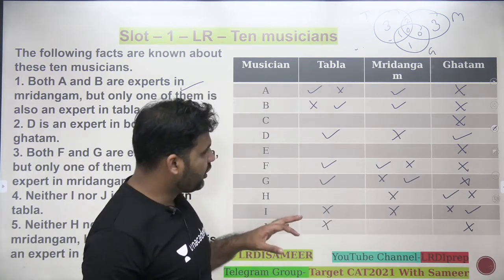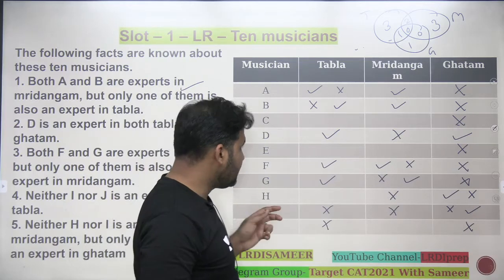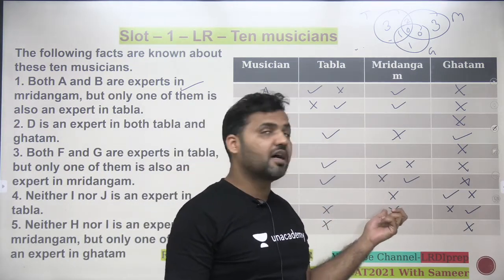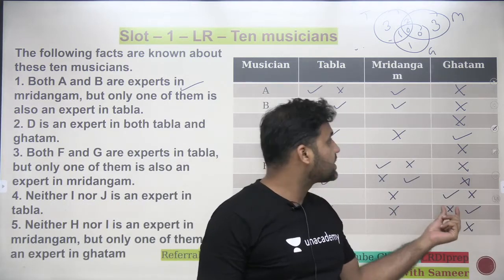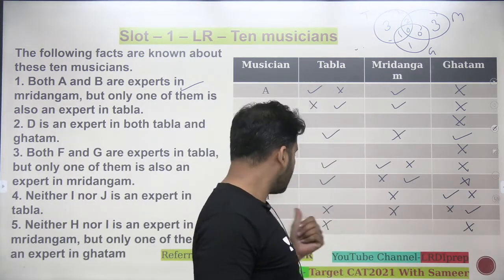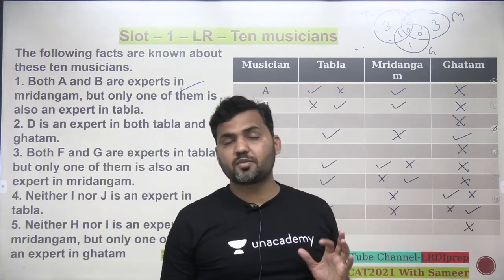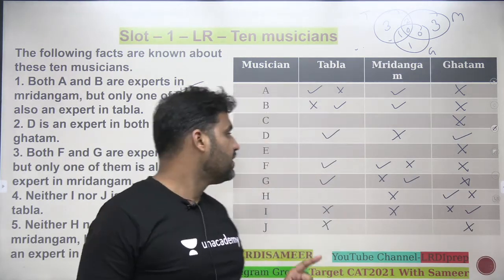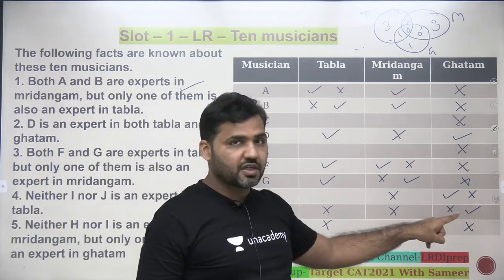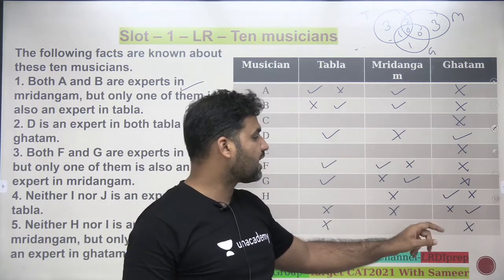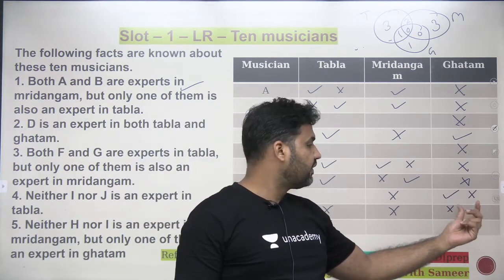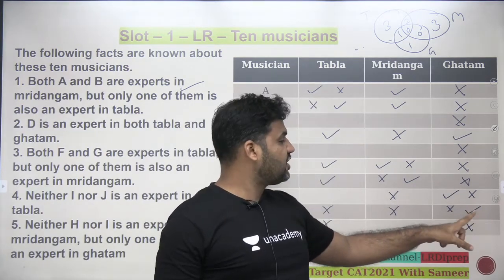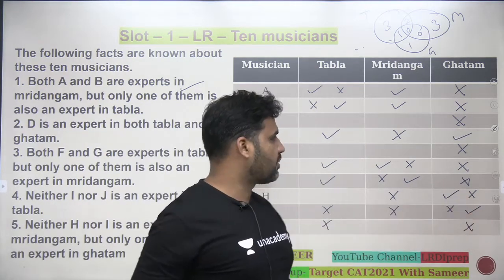Now carefully observe that I is a person who is not playing tabla. I is a person who is not playing mridangam. If you cross here, that means I is not playing any of these three instruments. Every musician is playing at least one of the instruments, so you cannot place a cross here. If you cannot place a cross here, it would be a tick mark. That means I is definitely playing Ghatam. If I is playing Ghatam, that means H is not playing Ghatam.